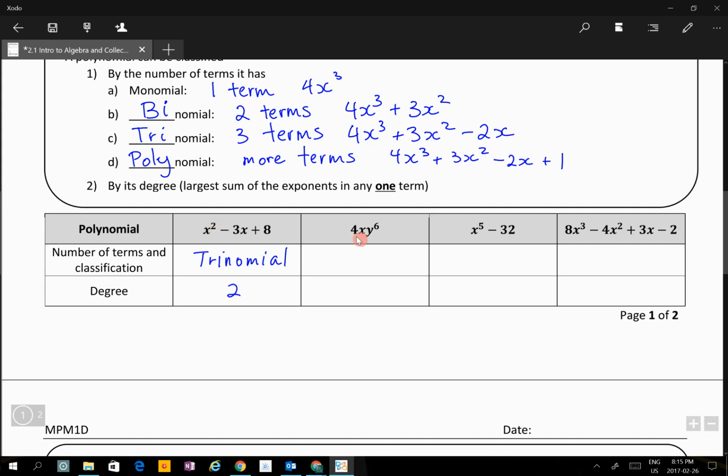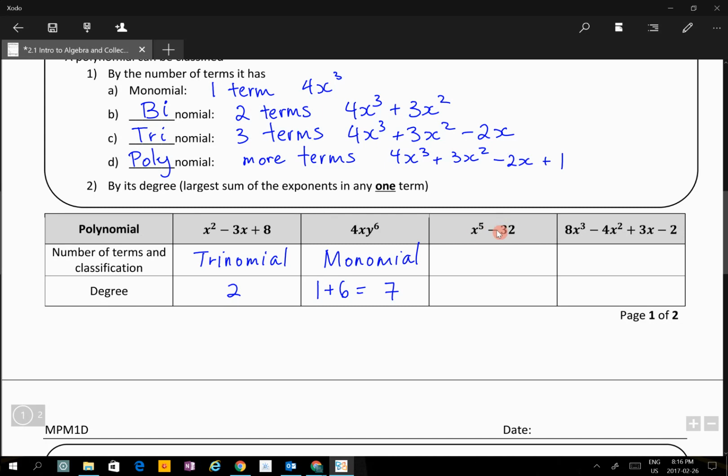Okay. The next one. Now here I have a single term. There are no other plus signs or minus signs. It's a single term with several different parts. So I'm going to call this the monomial. Okay, and if we look at the degree, remember there's an invisible exponent of 1 for the x, and I have an exponent of 6 for the y. So 6 plus 1, I have to take their sum. That will give me the degree. So that's going to be a sum of 7. So 1 plus 6 equals 7. Degree 7.